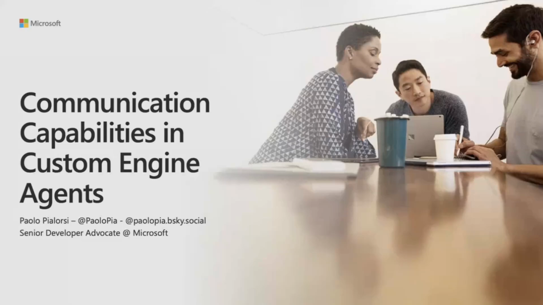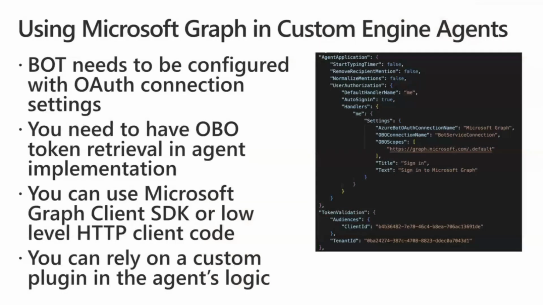So this is a demo which is part of a series of labs that we have in the Copilot Dev Camp in the custom engine agent section. And specifically, this is lab number 5 about using communication capabilities. And we will come back later on this topic when I switch to the demo environment.